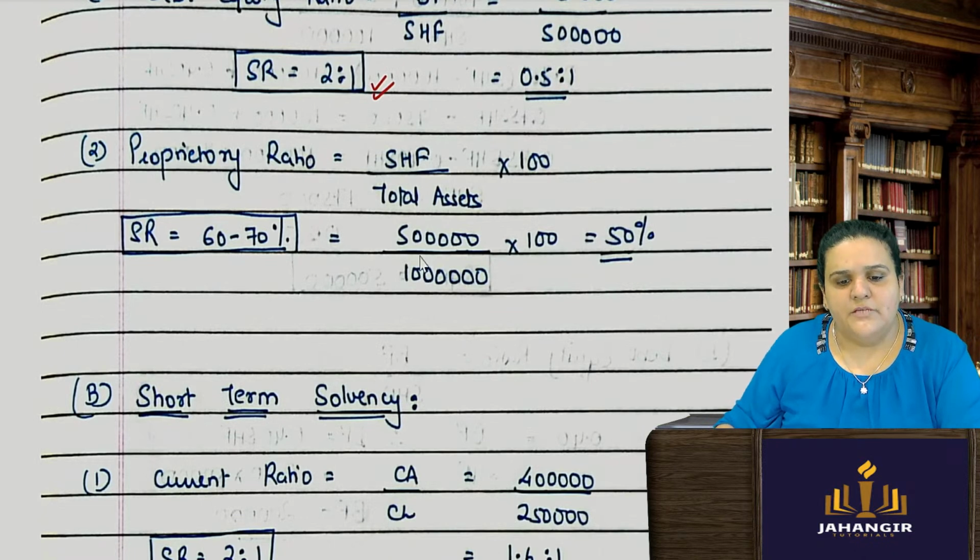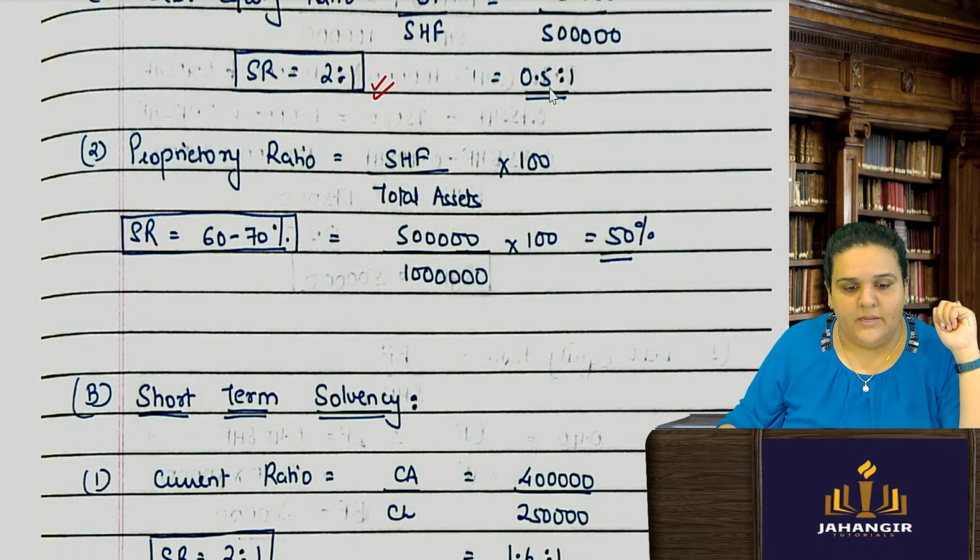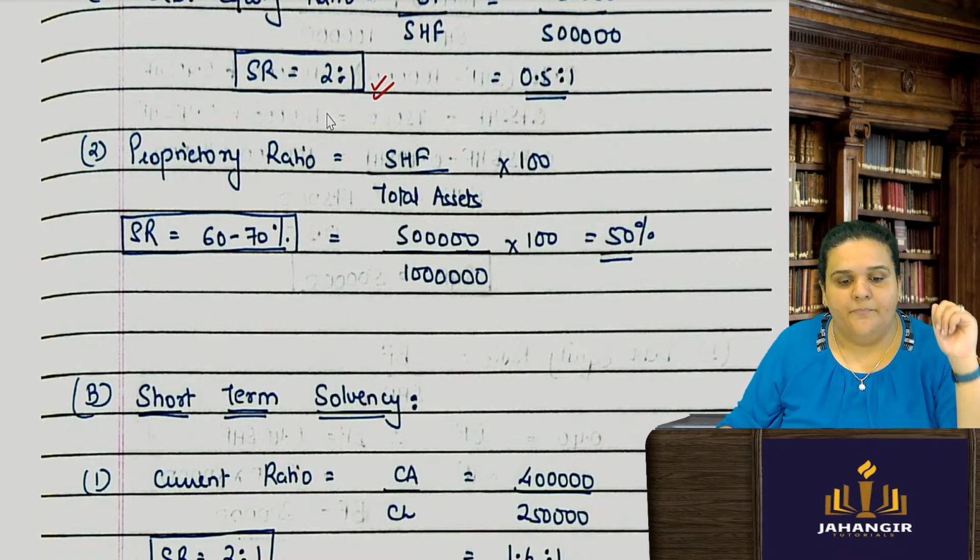So standard is 2 is to 1 and they have 0.5 is to 1. So tomorrow if they need more funds, they can go ahead and take it in the form of debt. Okay, they have not crossed the standards yet.